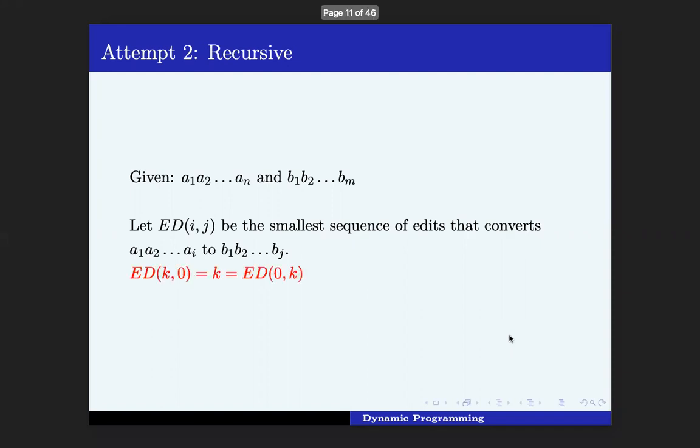Right. Of course, the best cases are obvious, right? Because if one of them is completely zero, or the empty string, then you have to basically delete all of them, or you have to add all of them, whichever it is, which takes order k number of operations.